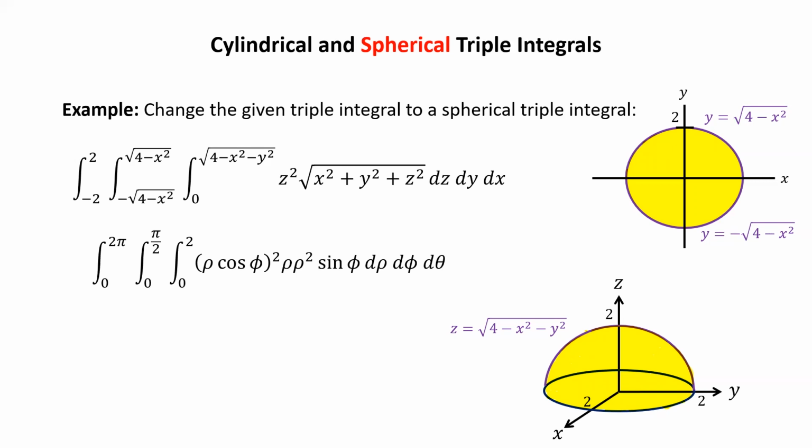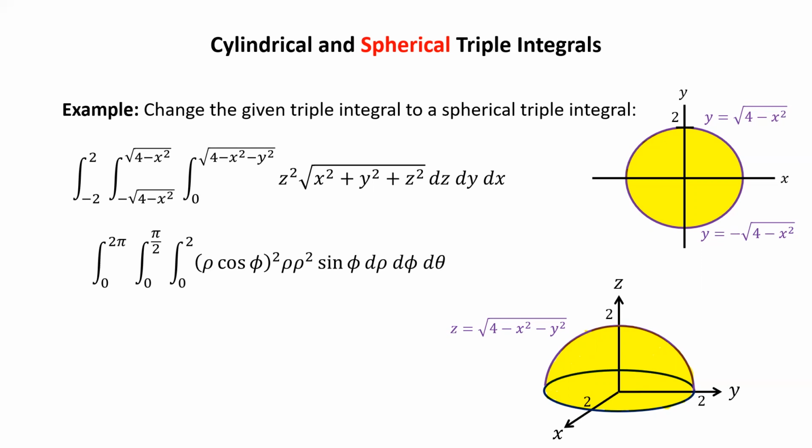So changing this to spherical, notice that theta is going from 0 to 2 pi. Phi this time is going from 0 to pi over 2. We stop at pi over 2 because it's only the upper half of the sphere. Phi equals 0 is the positive z-axis. Phi equals pi over 2 means we go at a right angle from the positive z-axis, and that is the xy plane. And rho is going from 0 to 2 because it's a sphere of radius 2.